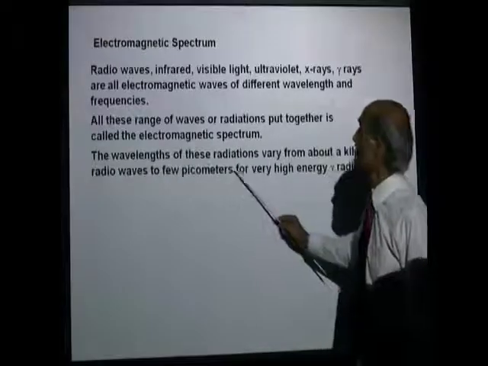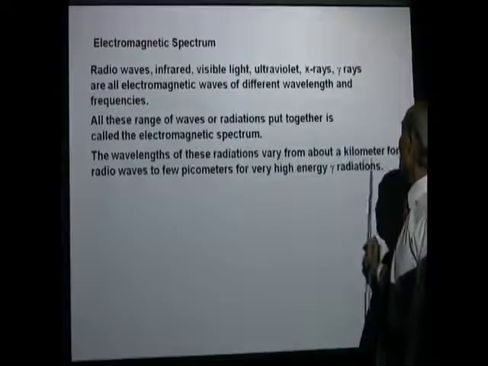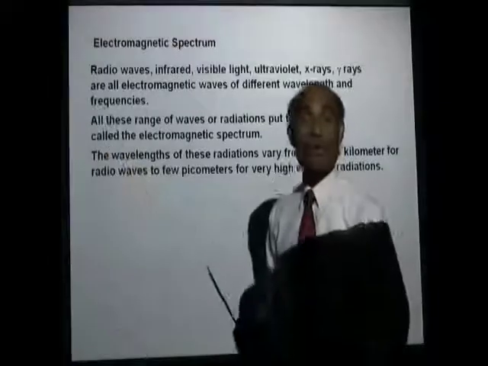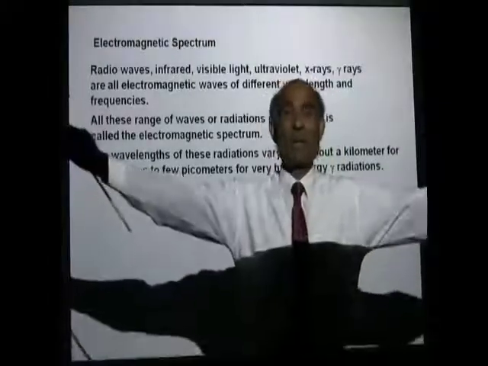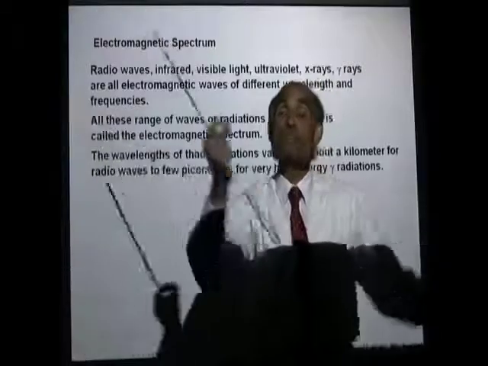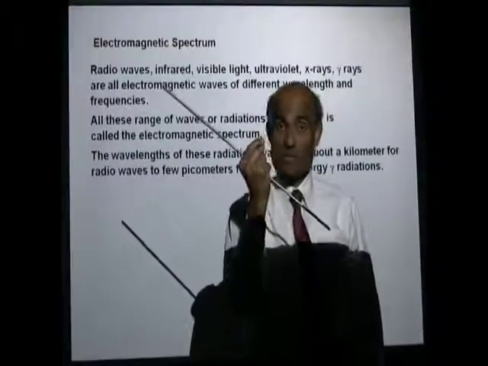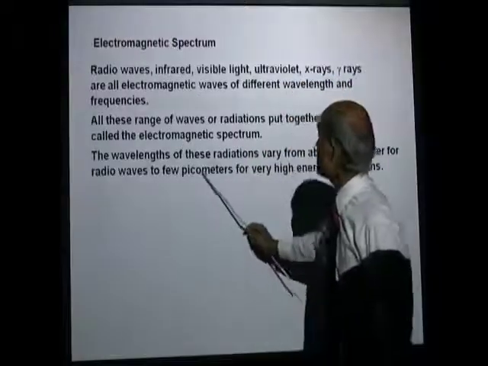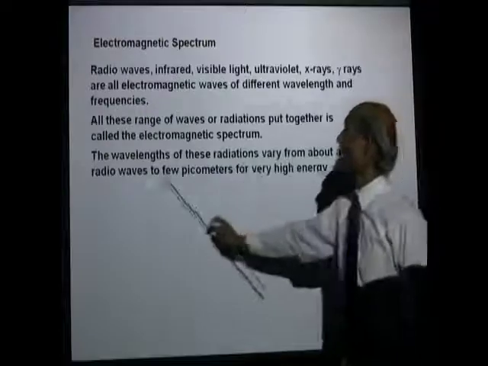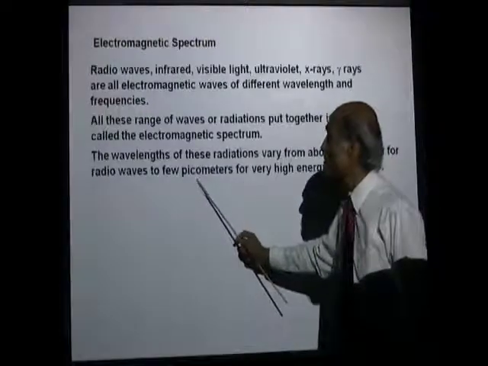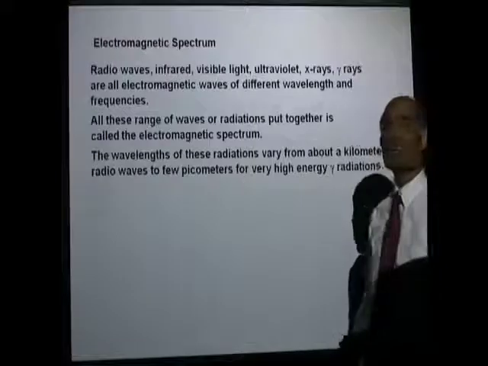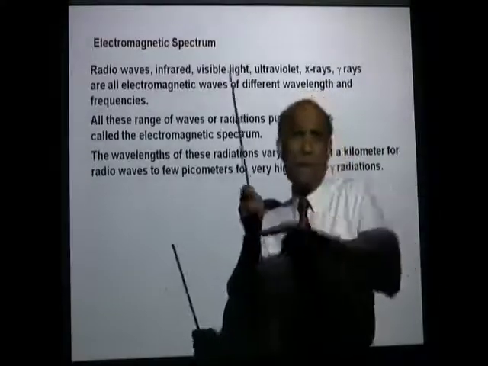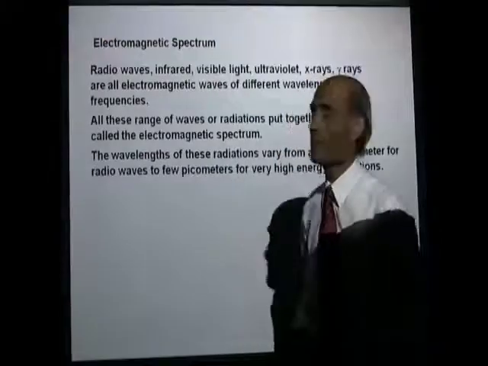The wavelengths of these radiations vary from about 1 kilometer for radio waves. Radio waves themselves range from a few kilometers to a few millimeters, short waves and long wave radio. So they vary from about 1 kilometer for radio waves to a few picometers for very high energy gamma radiation. These gamma radiations are so short they can actually penetrate through you without you even knowing.